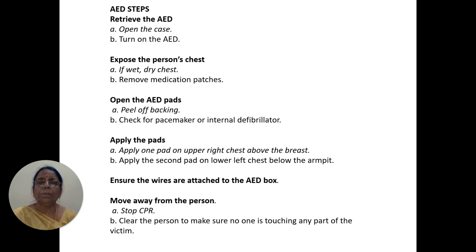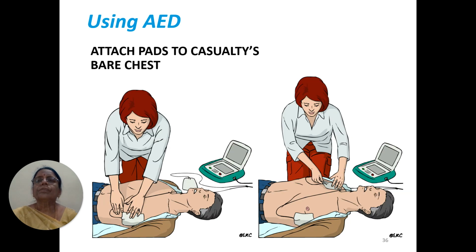Apply one pad on the upper right chest above the breast, and apply the second pad on the lower left chest below the armpit. Ensure the wires are attached to the AED box. Move away from the person. Stop CPR, and clear the person to make sure no one is touching any part of the victim. You can see in the diagram how to attach the pads.